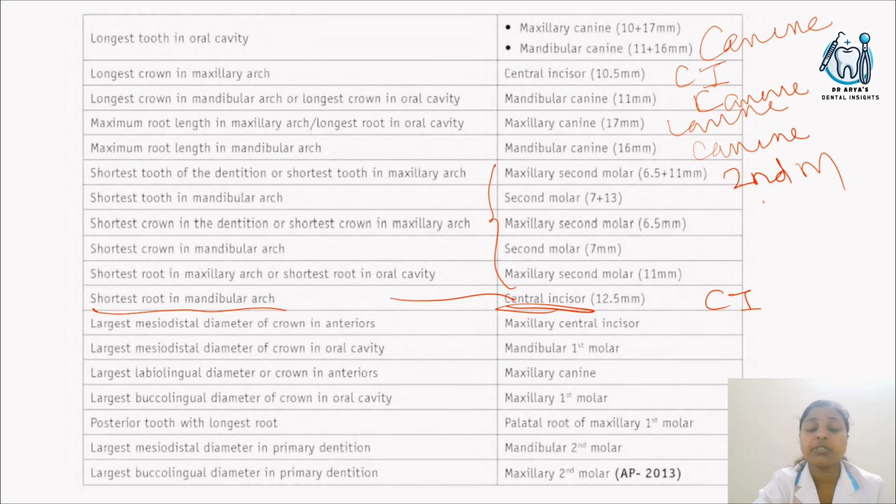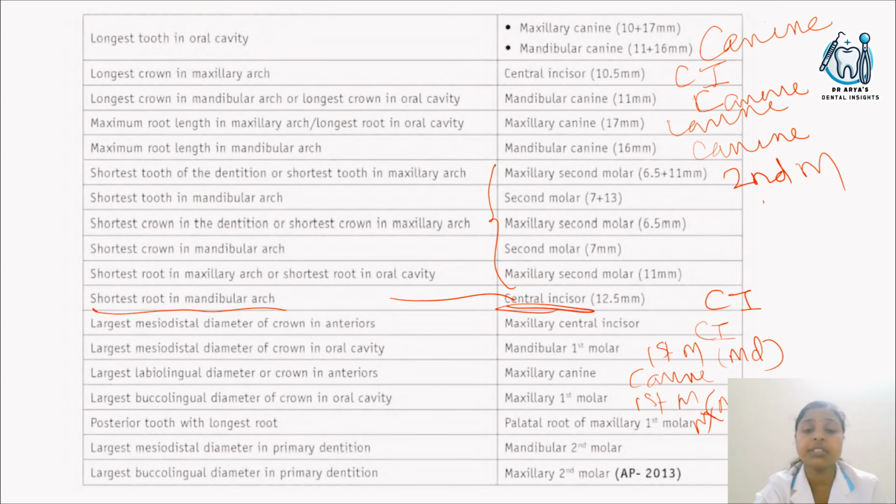Largest mesiodistal diameter of crown in anteriors is maxillary central incisor. Largest mesiodistal diameter of crown in oral cavity is mandibular first molar. Then largest labiolingual diameter in anteriors is maxillary canine, and in oral cavity it is maxillary first molar. So largest mesiodistal diameter of crown in oral cavity is mandibular first molar, and maxillary first molar has the largest buccolingual diameter.